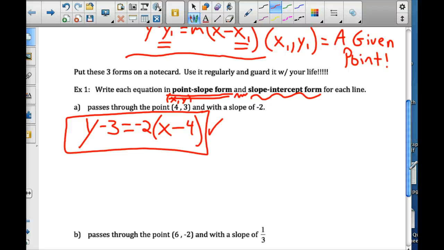Now, so that's point slope form. Maybe jot this down one time, guys, as you're taking good notes. Now, we're going to put it in slope-intercept form, which means we have to make it look like y equals mx plus b. So this is what's going to happen every time from point slope form into slope-intercept form. Now, solve for y.